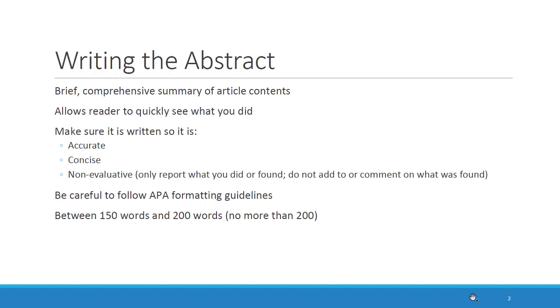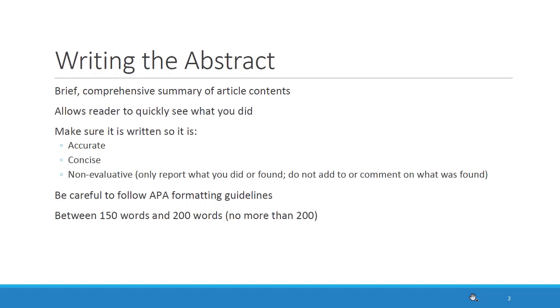An abstract for your APA style article is a brief, comprehensive summary of the article contents. It allows the reader to quickly see what you did in your study. You want to make sure that it is written so that it is accurate, concise, and non-evaluative, meaning that you're reporting what you did or found, not really commenting too much on that. You want to be careful to follow APA formatting guidelines and make sure that you do not exceed 200 words. So your abstract should generally be between 150 words and 200 words.